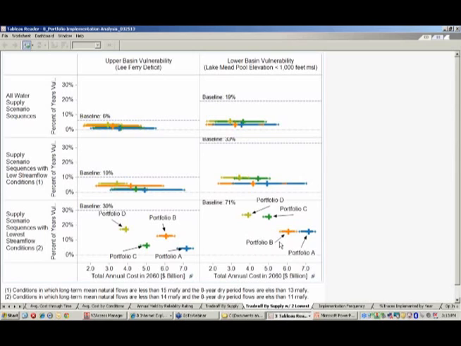And again, we see a similar sort of situation where portfolio B and portfolio A are effectively bringing our percent of years down to the same level, but at different costs. And this is, again, where we'd want to be able to explore and understand how are these two portfolios achieving that reduction and why is the cost different.